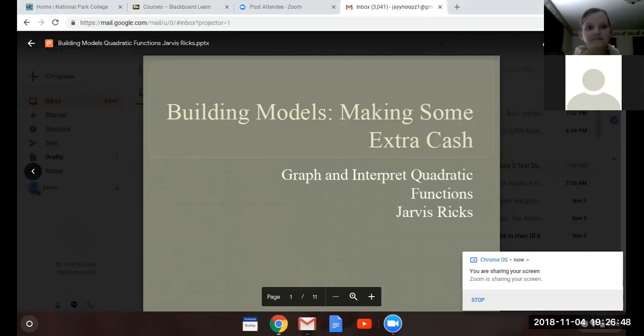Okay, building models, making some extra cash. Graph and interpret quadratic functions by Jarvis Riggs.